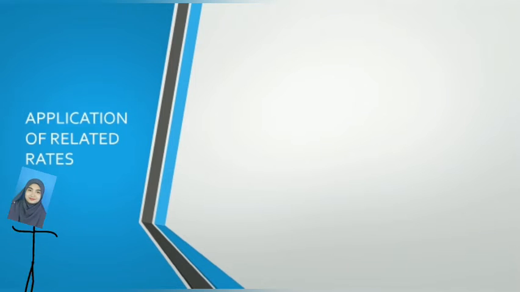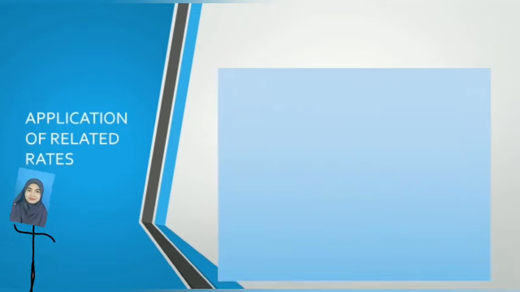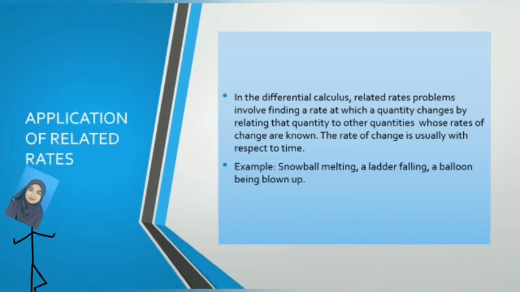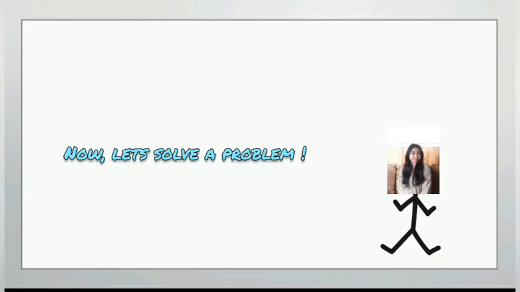Next is applications of related rates. In differential calculus, related rates problems involve finding a rate at which a quantity changes by relating the quantity to other quantities whose rate of change are known. The rate of change is usually with respect to time. Moreover, examples are like a snowball melting, a ladder falling, and a balloon being blown up. Now let's solve a problem.